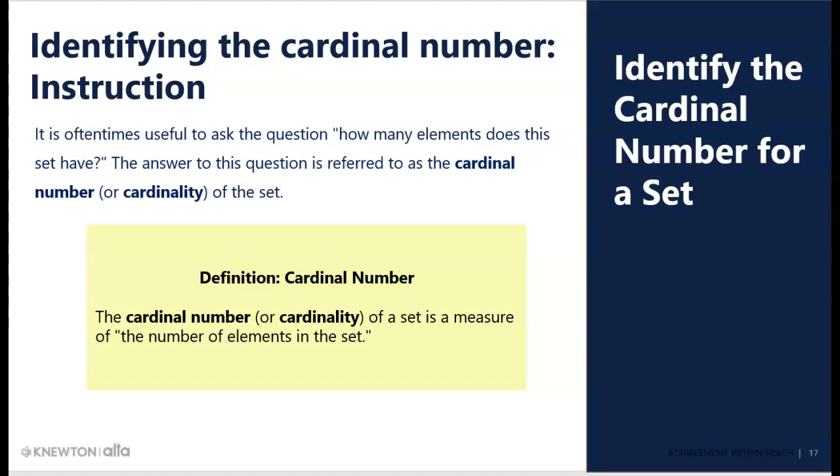So far, we've looked at roster notation, and we've looked at set builder notation. We also looked at the letters used to identify sets of certain number types that are common in math, such as N, the natural numbers, Z, the integers, Q, the rational numbers, and R, standing for the real numbers.